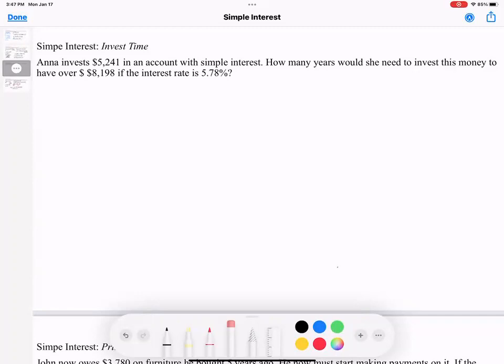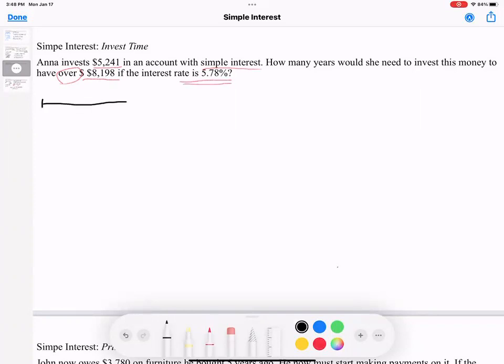This question is about simple interest and investment time. We have Anna, who invested $5,241 in an account with simple interest payments annually, and wants to know how many years she should invest to get her account to be over $8,198, with an annual interest rate of 5.78%.